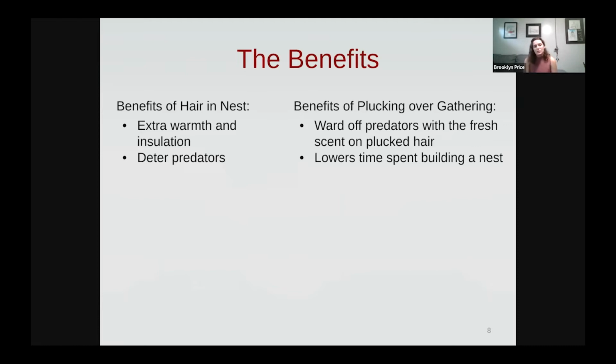And then we also considered possible benefits of plucking over gathering. And we thought, as I mentioned before, it's just a good way to ward off predators with the fresh scent of freshly plucked hair. And then it also lowers the time spent building a nest. So the less time that they're out there gathering these materials, the less they're exposed to predators.